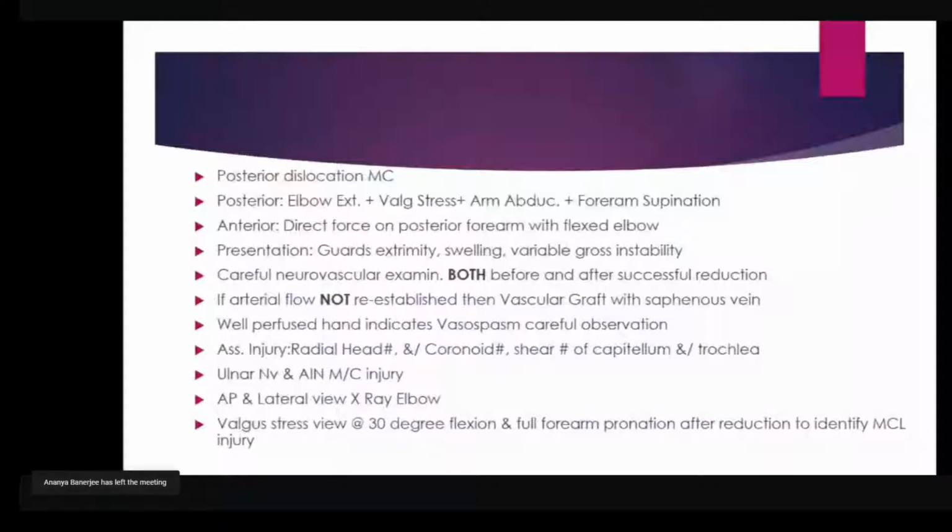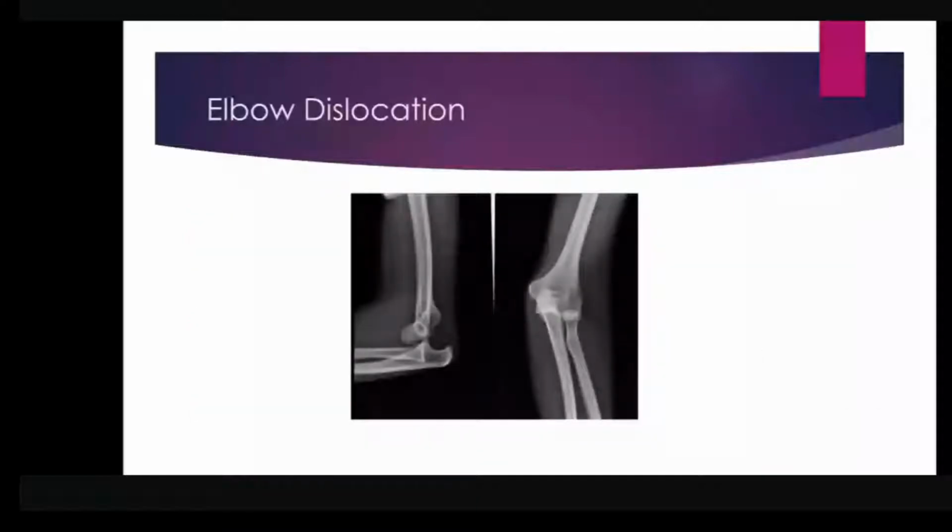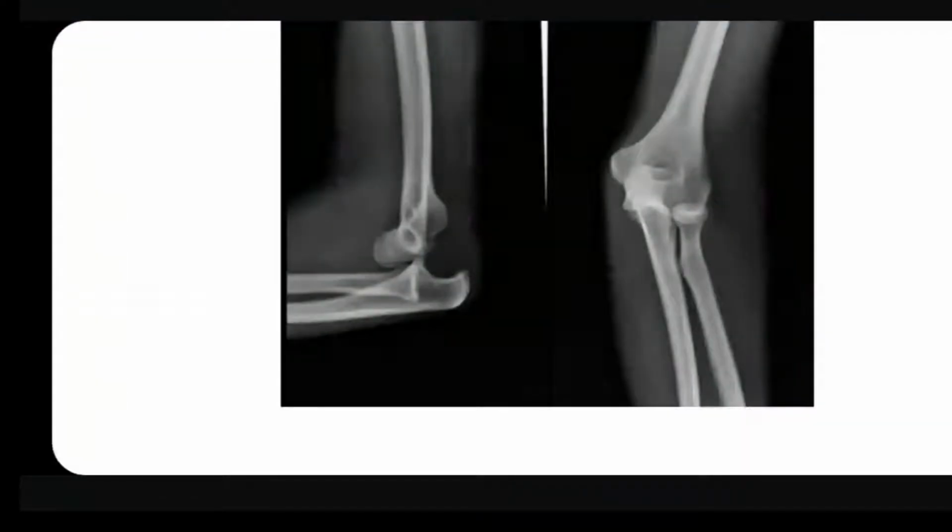Regarding elbow dislocation, the most common is posterior dislocation. Other types are anterior dislocation, and lateral is the rarest variety. Again, treatment is the same. You confirm the diagnosis by X-ray. See the X-ray, you will see there is no bony fracture visible, but the trochlear groove is displaced and the ulna goes distally.